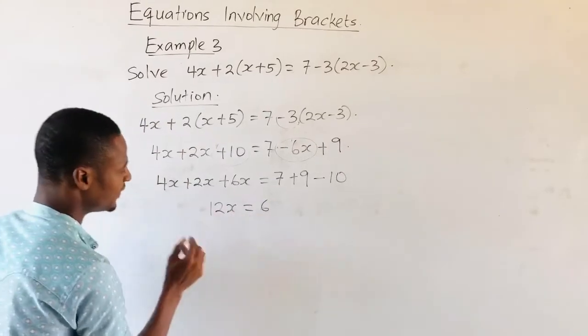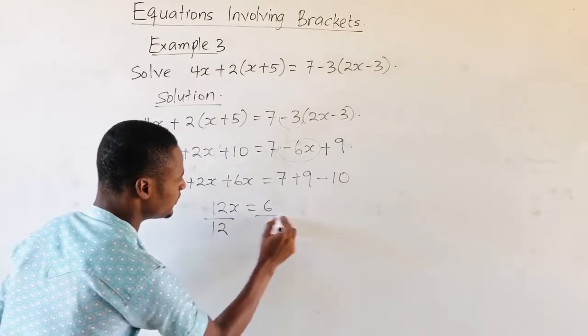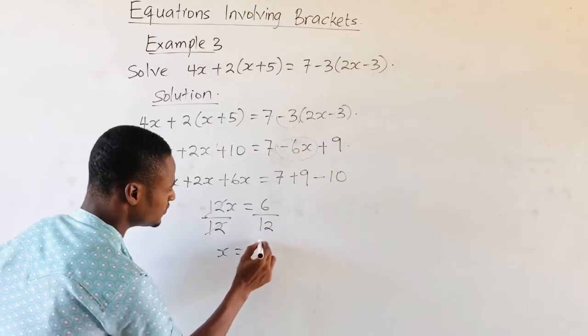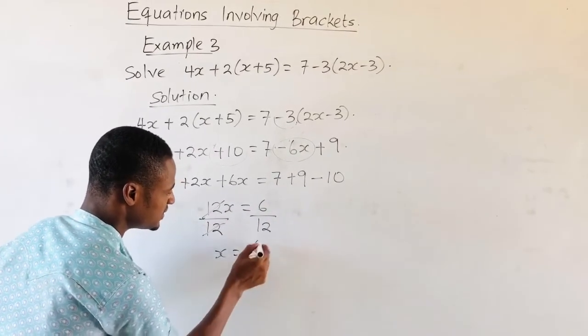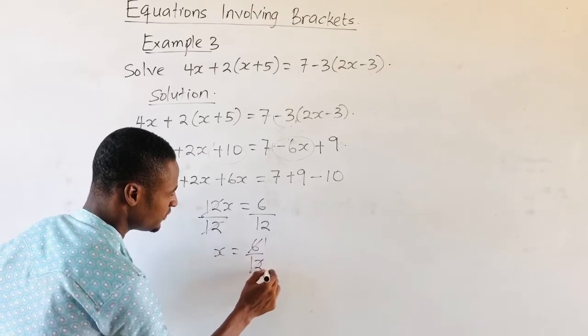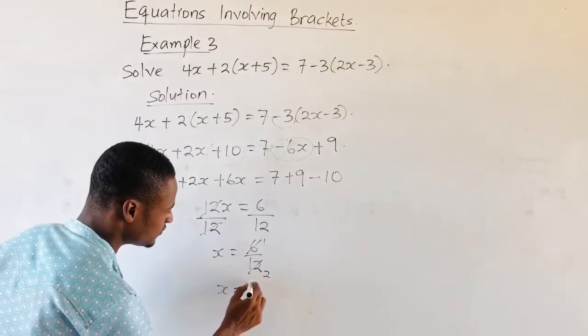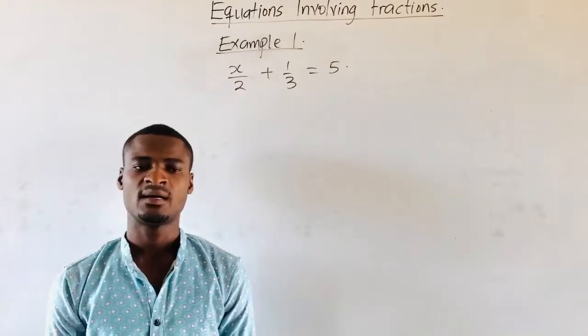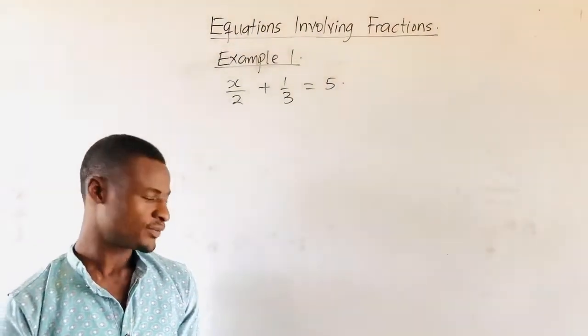We want to find the value of x, so we divide through by the coefficient of x, so that x is now equal to 6 over 12. Since 6 can divide 12, we cancel out, and x is equal to 1 over 2. Next, we will look at the equations that involve fractions. Let's go through our first example.